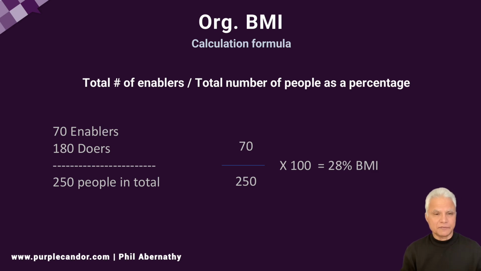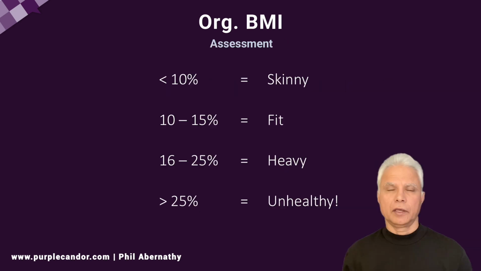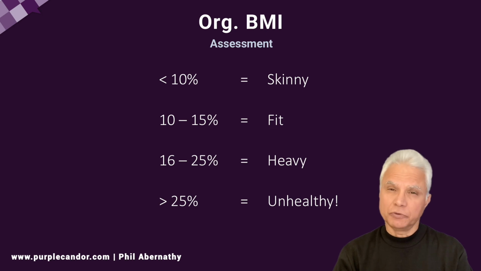Here's an example. If you have 70 enablers and 180 doers, you've got a total of 250 people. It's 70 divided by 250 times 100, shown as a percentage. So your BMI in this case is 28%. So what does that mean? From experience and numerous bottom-up designs, we know that if your BMI is less than 10%, then you could be a bit too skinny. You do need a certain number of enablers to create an optimal flow for your doers. If it's between 10 and 15%, that's a good, fit, healthy BMI. 16 to 25, it's heavy, and over 25 is definitely unhealthy and overweight.